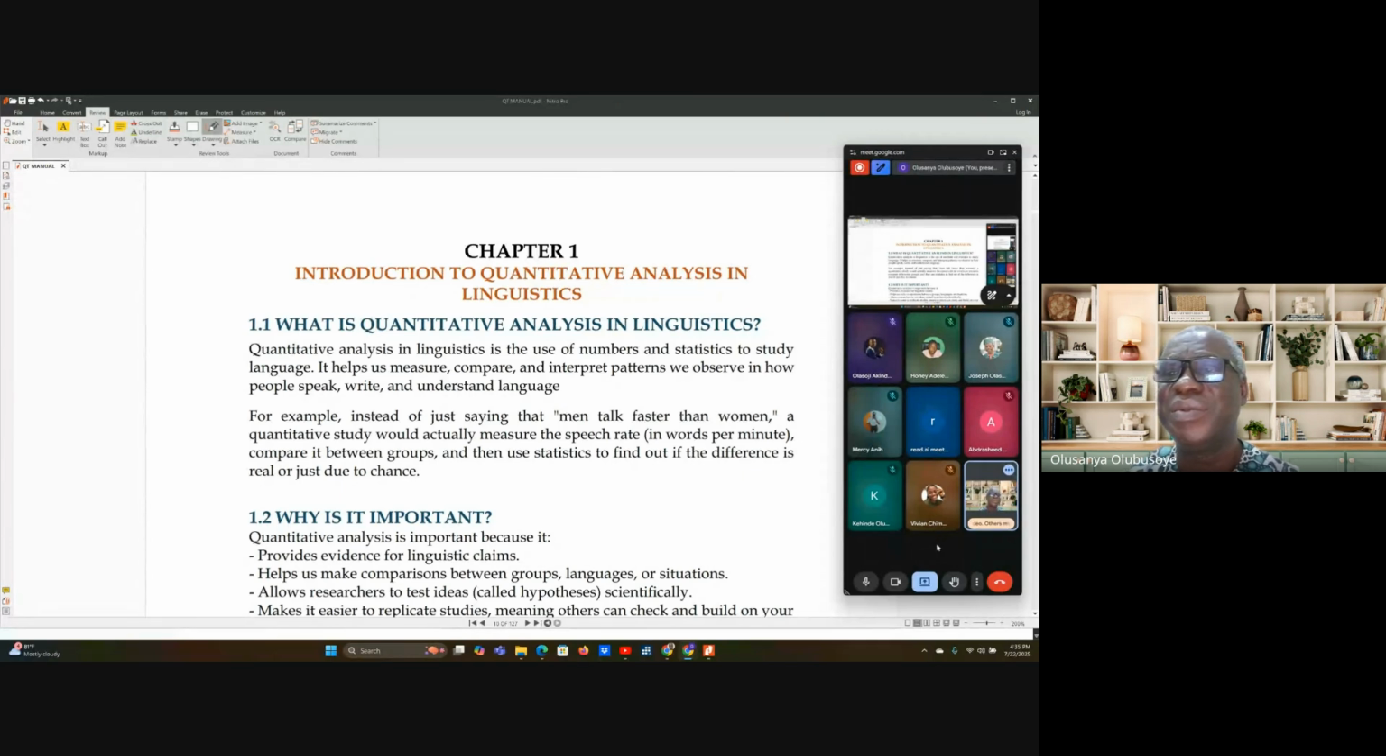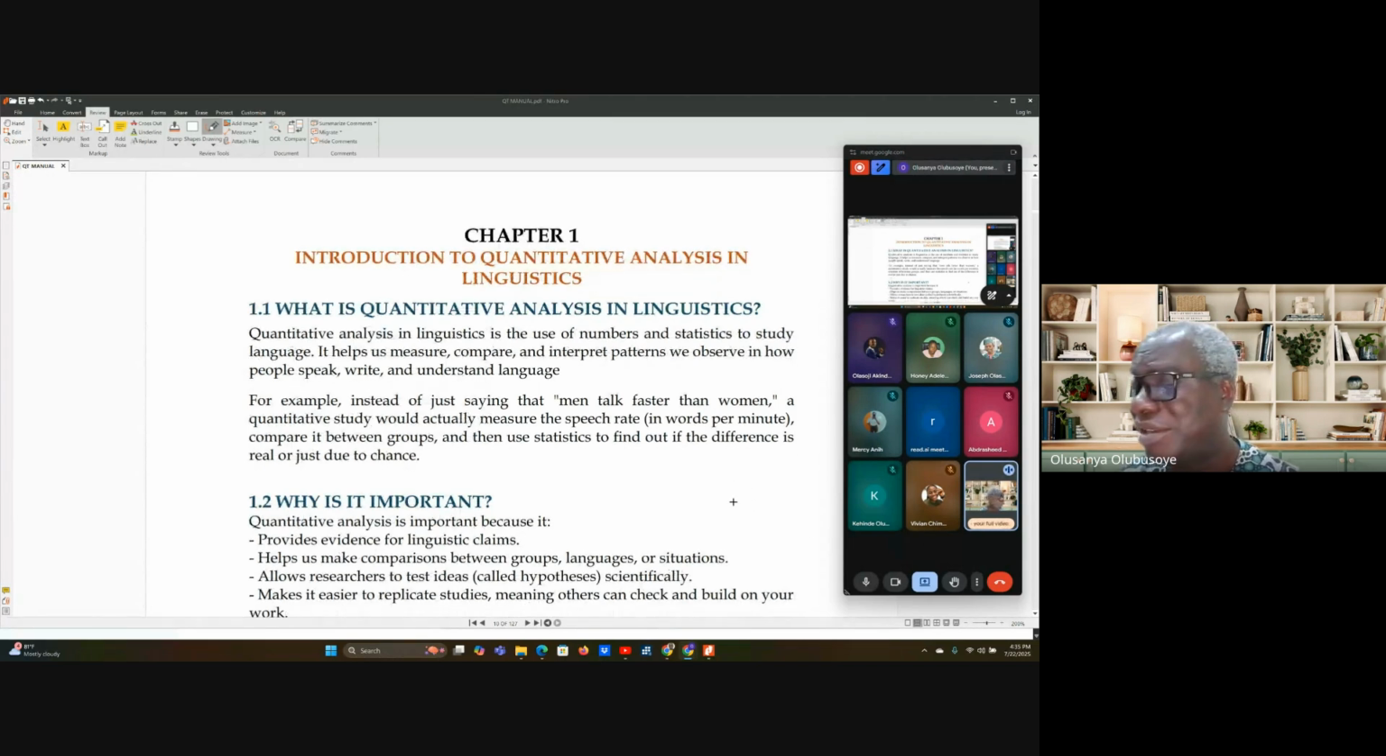So, the first question one would like to ask is: what is quantitative analysis in linguistics? So, in linguistics, you talk about, I'm not an expert in linguistics, but it's about language. Am I correct?